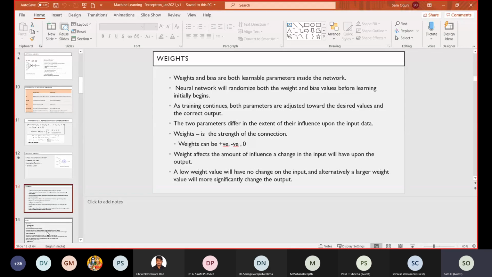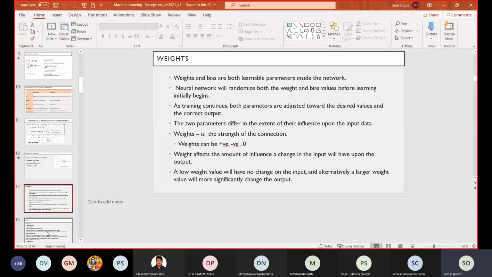So the higher the weight, that particular neuron has a greater influence on the final output. For example, if the weight is 1, that means it has a greater influence. On the contrary, if the weight is 0, that particular neuron has no influence on the final output. A lower weight will have little change on the input, and alternatively a larger weight will impact the output significantly.